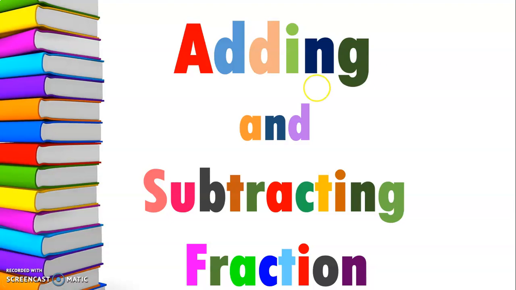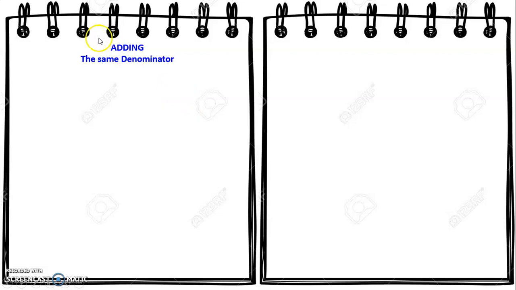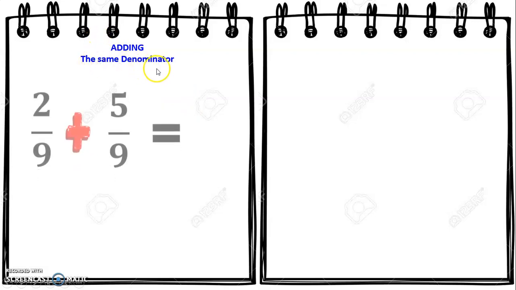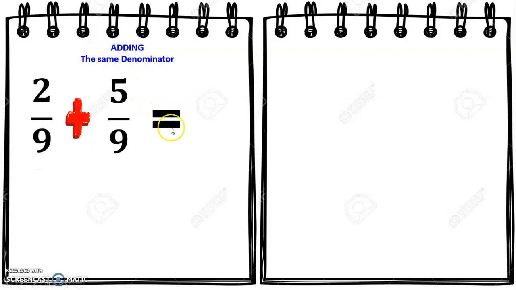Today we're going to learn about adding and subtracting fractions. Again, can we read all together? Adding and subtracting fractions. So, adding the same denominator. For example, we have 2 over 9 plus 5 over 9.